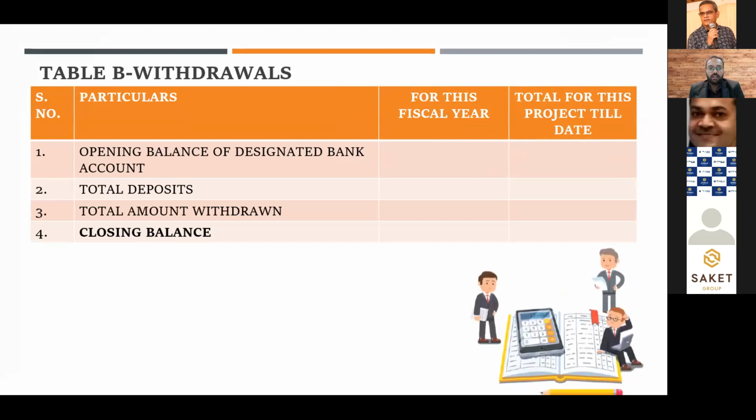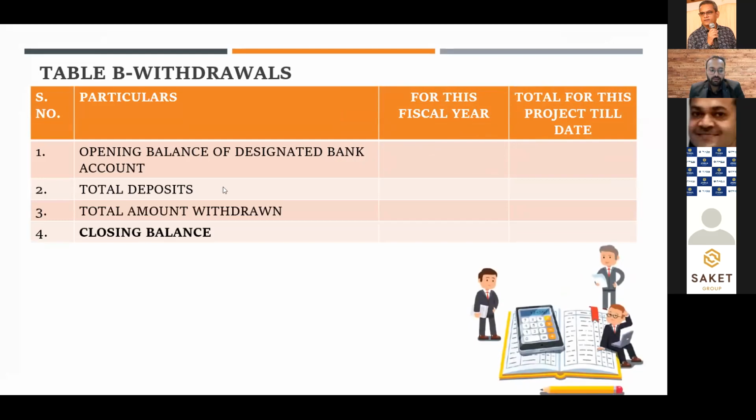Table B, withdrawals. After Table A, we have a separate table for withdrawals. Here we have to mention the opening balance of the designated bank account for that particular year and also for the cumulative. So the total opening balance for the cumulative will remain the same, and the opening balance at the beginning of that particular year is separate. The cumulative runs from when the RERA designated account was opened until now. For that particular year, we show the opening, total deposits, amount withdrawn, and the closing balance. This table is there in Form 3 also, and here also we need to mention this.